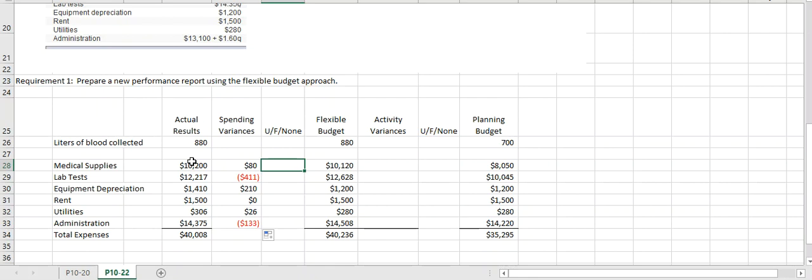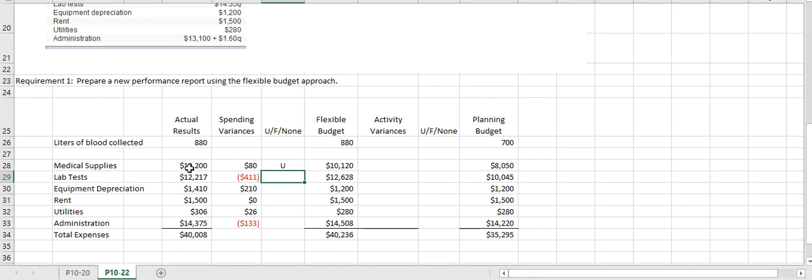And these are expenses, so we want our actual expenses to be less than what we budgeted, because that's a good thing. That means our costs came in lower than what we anticipated. So if we look at medical supplies, our actual results were $10,200. Our flexible budget was $10,120. So our actual expenses were higher than what we budgeted. So higher expenses equals lower net income. So this is unfavorable because it would lower our income, or our net operating income.